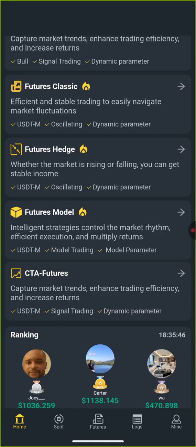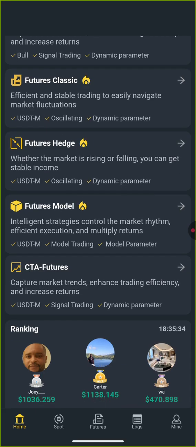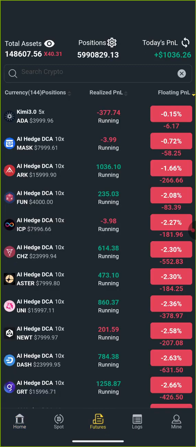So to give our members extra security, extra risk management on our futures strategy, we have introduced, like I said, the function that monitors all the positions, all the strategies, whatever strategy you're using, whether it's futures hedge, futures classic, CTA futures. It monitors all your positions.